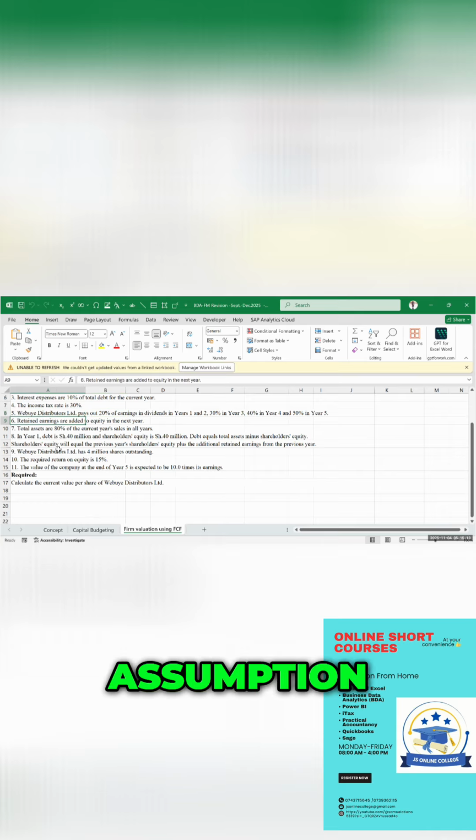The sixth assumption: retained earnings are added to equity in the next year. That is simply the treatment of the retained earnings. The examiner is telling us that. Number 7, we are told total assets are 80% of current year sales in all years.